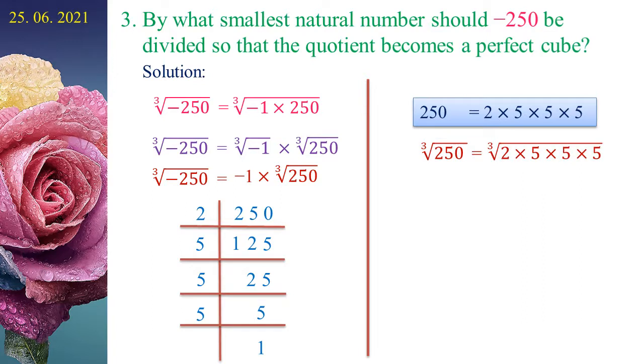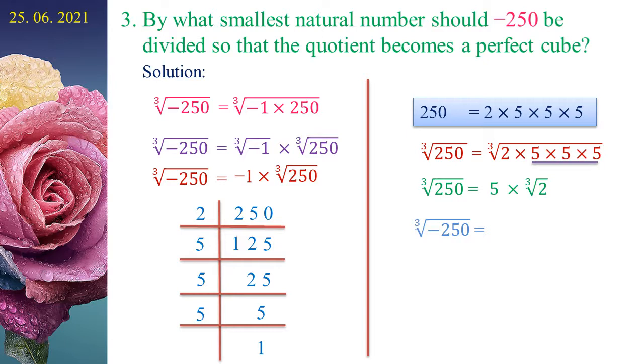Cube root of 250 equal cube root of 2 into 5 into 5 into 5. Then make triples of similar factors. Cube root of 250 equal, take one factor from the similar factor. So, 5 into cube root of 2.